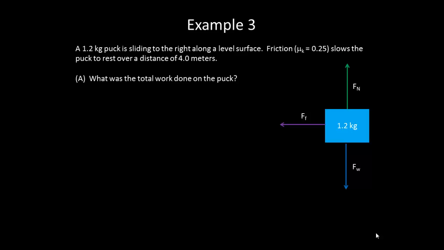Alright, let's do a third example. A 1.2 kilogram puck is sliding to the right along a level surface. Friction slows the puck to a rest over a distance of 4 meters. What was the total work done on the puck? So again, you can try pausing this video and try completing this problem.